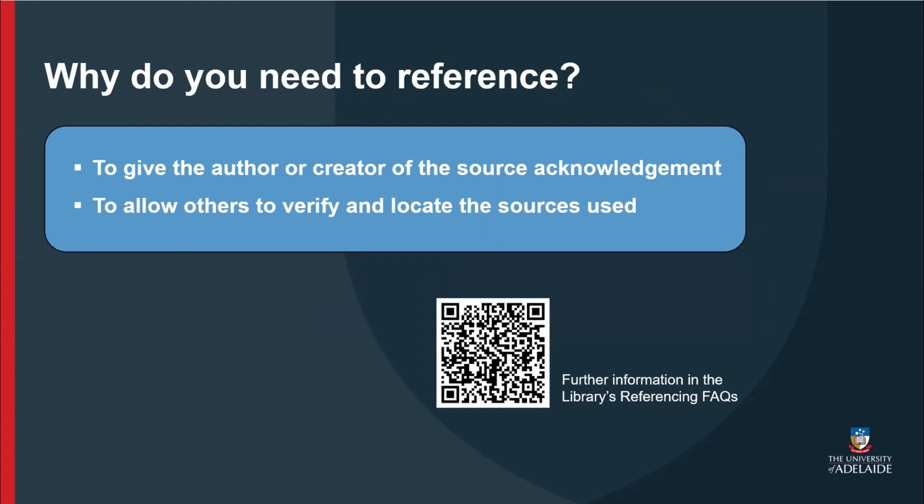So why referencing is a key part of academic practice. Basically, you need to reference when you want to give credit to the author or the creator of a source, or you want to allow others to verify and locate the sources that you've used. It's almost they can follow your trail of how you got to where you did. Now, again, this applies to all kinds of information sources: books, articles, websites, and yes, AI generated content when it is quoted, paraphrased, or summarized.